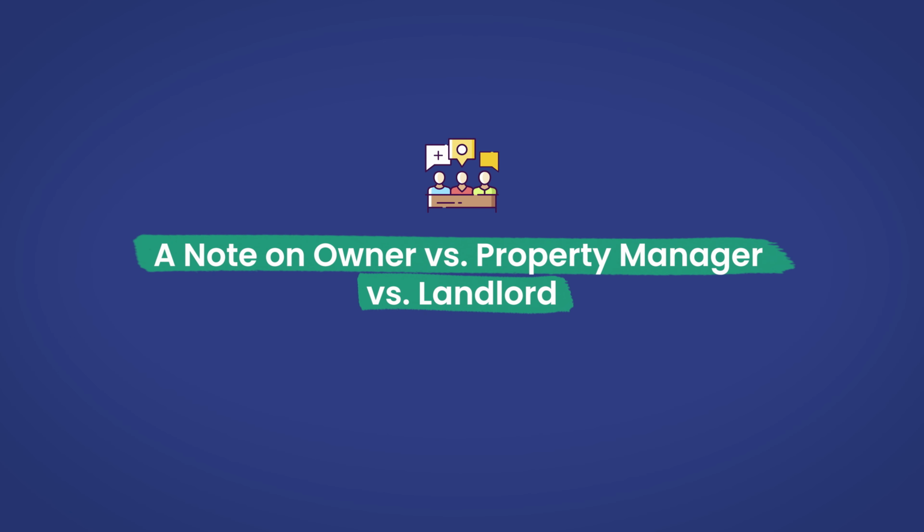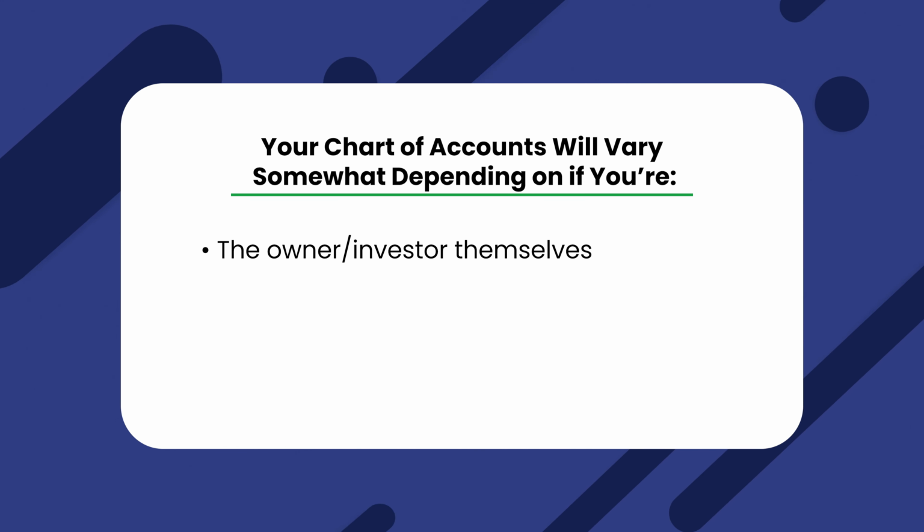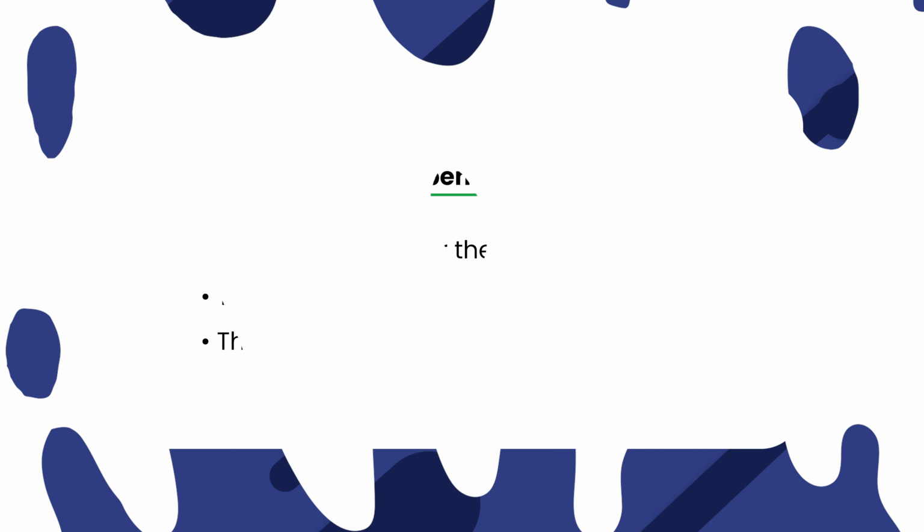A note on owner versus property manager versus landlord. One last quick note, how you craft your chart of accounts will vary somewhat depending on if you're the owner investor themselves, the landlord, or the property manager. For example, if you're the property manager, then the rent payment you receive should be listed under liabilities, just the same way as you'd list security deposits and liabilities. You'd also want to separate revenue accounts for payments to you for your service. Keep those subtle perspective details in mind when crafting your chart of accounts.